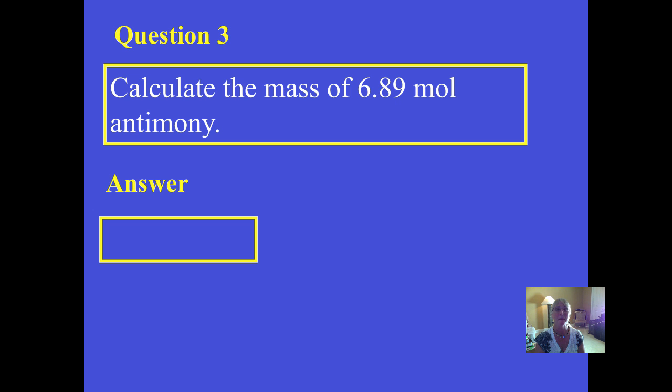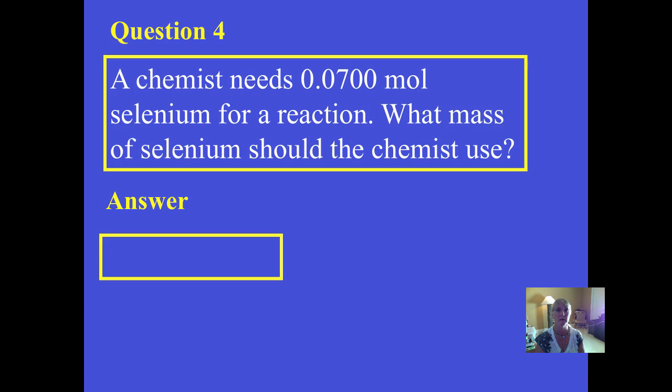Question number 3, this is a moles to grams. MGM, moles to grams you multiply. What will I be multiplying by? Whatever the molar mass of antimony is. Another one-step problem. Question 4, 0.07 moles of selenium is needed. And so now we need to know how much to weigh out. So this is going to be moles to grams. I'll be multiplying again. I'll go get the periodic table molar mass for selenium. Answer for question 4, 5.53 grams of selenium.